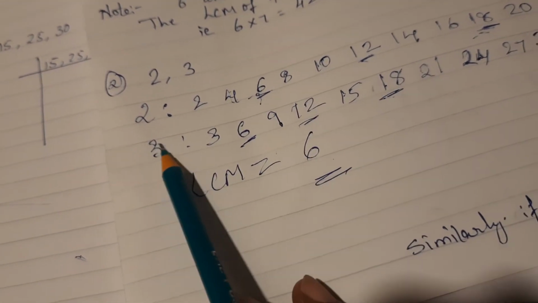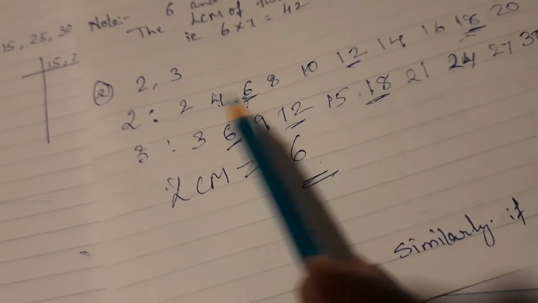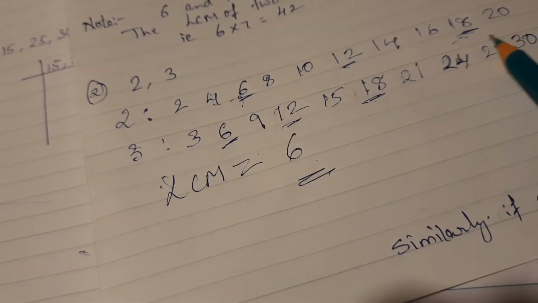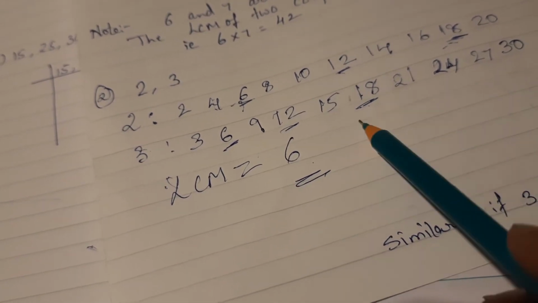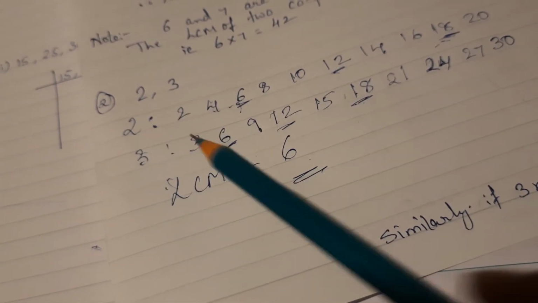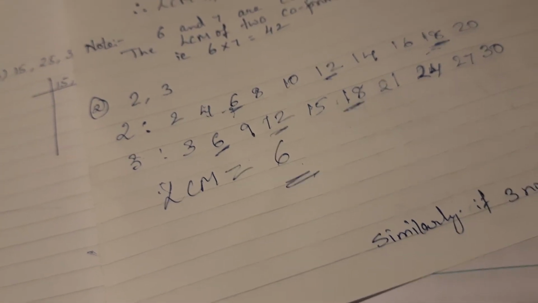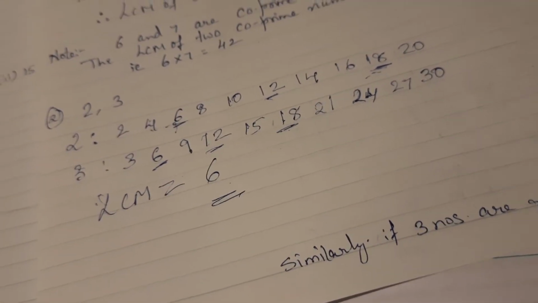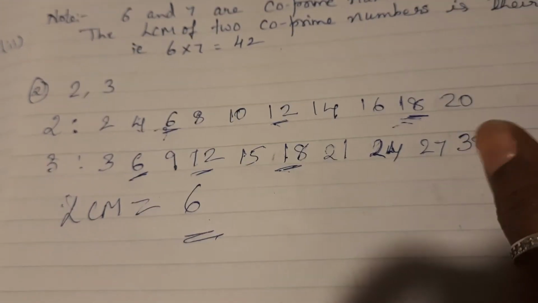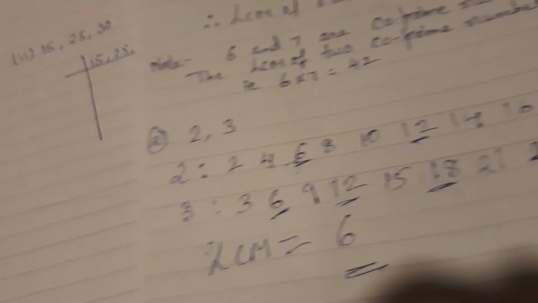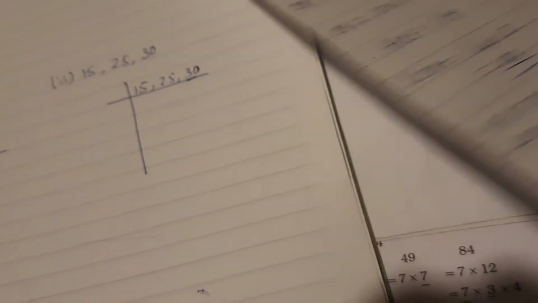Okay, so these are also co-prime numbers. 2 3s are 6. So no need of writing this table. If at all you have to find out the LCM of any two co-prime numbers, you have to just multiply them and write their LCM. Similarly, you can do for 3 numbers also. Any 3 numbers, for example 2, 3, 4. So you can do the same procedure for those numbers also.